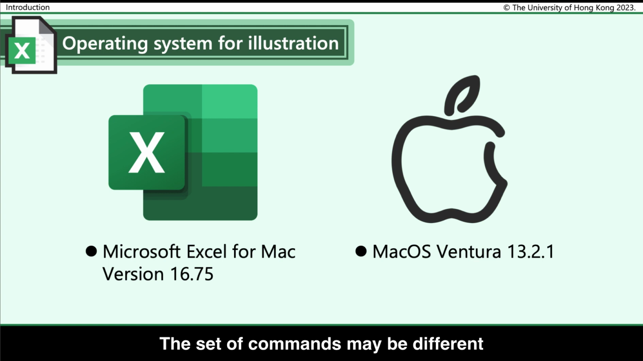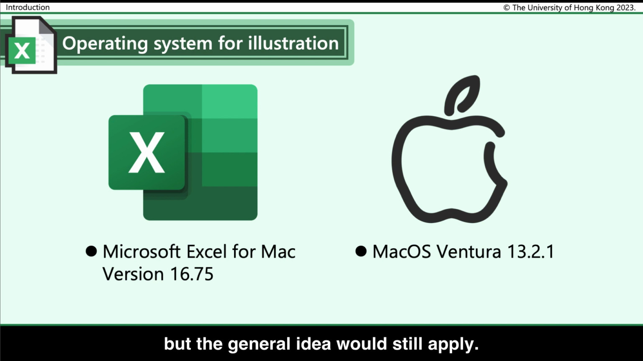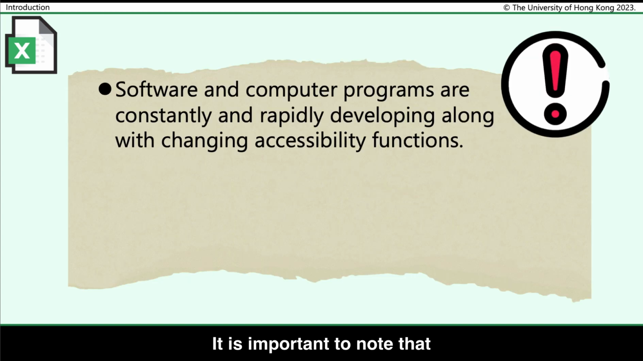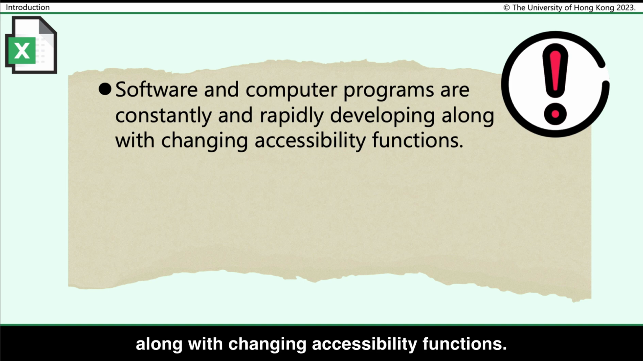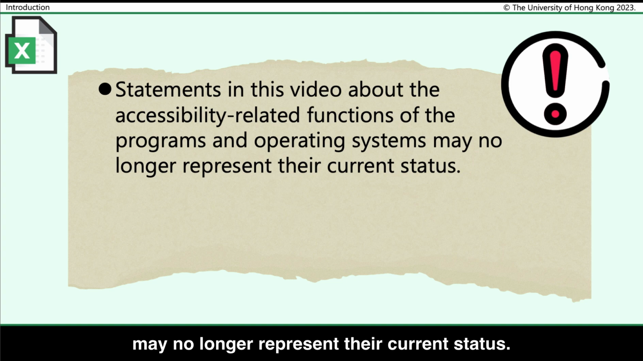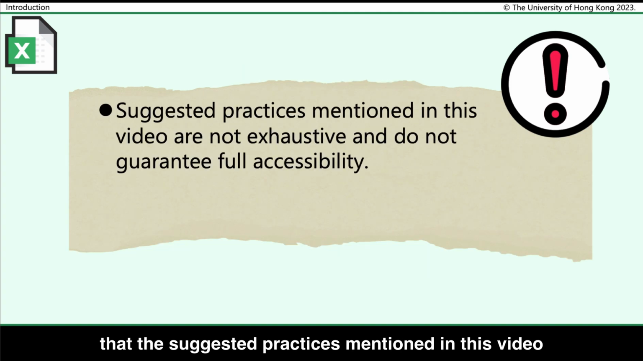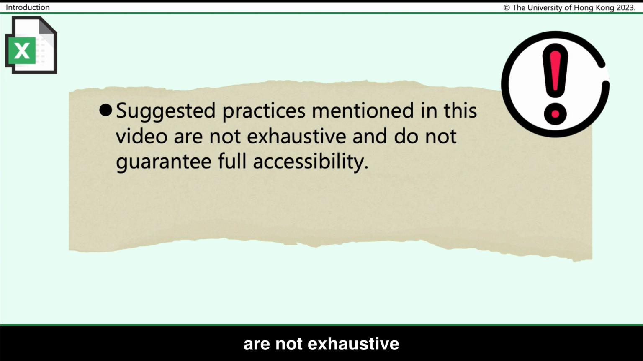The set of commands may be different across different spreadsheet editing programs or computer systems, but the general idea would still apply. It is important to note that software and computer programs are constantly and rapidly developing along with changing accessibility functions. Statements in this video about the accessibility-related functions of the programs and operating systems may no longer represent their current status. Please also keep in mind that the suggested practices mentioned in this video are not exhaustive and do not guarantee full accessibility.